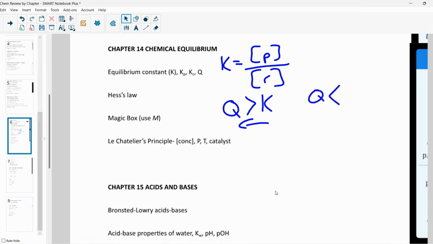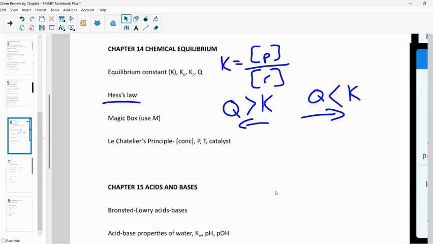If my Q is less than K, that means I have still too many reactants, and I've got to turn some of my reactants into products. All right, so it's important that we can do this Q at any time and then compare it to our K value. Hess's law, I think we're pretty good at, right?